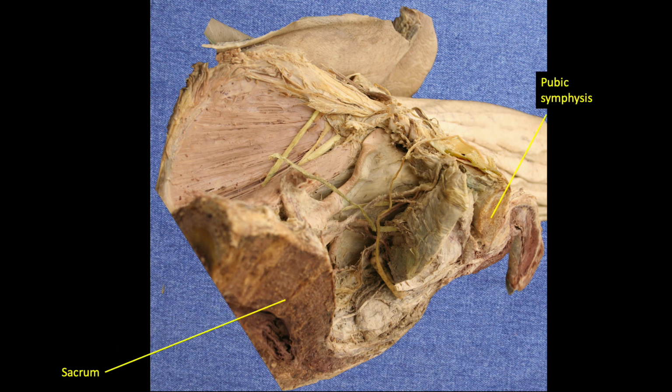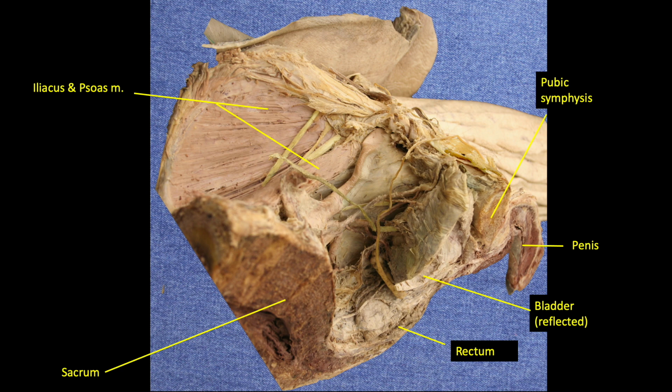Let's orient ourselves by labeling the pubic symphysis anteriorly and the sacrum posteriorly. Let's label other obvious structures: the penis, bladder, now reflected, and the rectum. On the false pelvis, we can see the iliacus and psoas major, muscles we demonstrated when we dissected the posterior abdominal wall. Now, we can clearly label the ductus deferens that enter the pelvis from the inguinal canal.